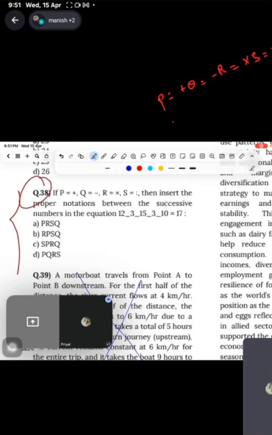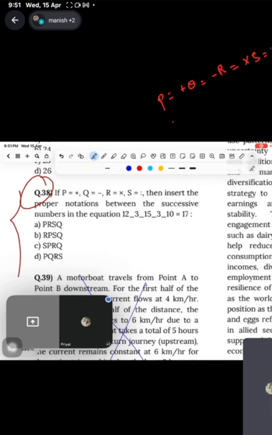Real, P equals plus, Q equals minus, R is equal to into, and S is equal to division. Then insert the proper notation between the successive numbers in the equation 12, 3, 5, 3, 10 equal to 17.